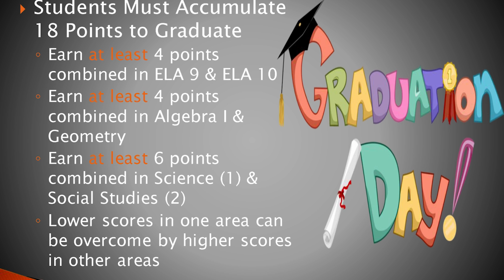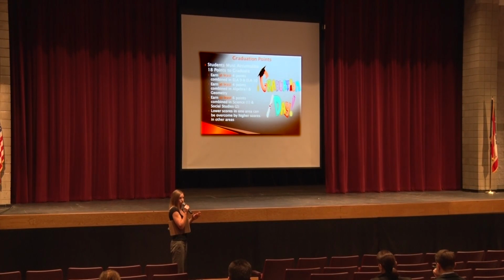So as you can see, as long as in each area they're scoring at least a 2 on all those tests, they're hitting the minimums. And if a student earned a 2 on every single test, that's 7 tests times 2, that's 14 points. So you can see they need to make up some points in other areas.